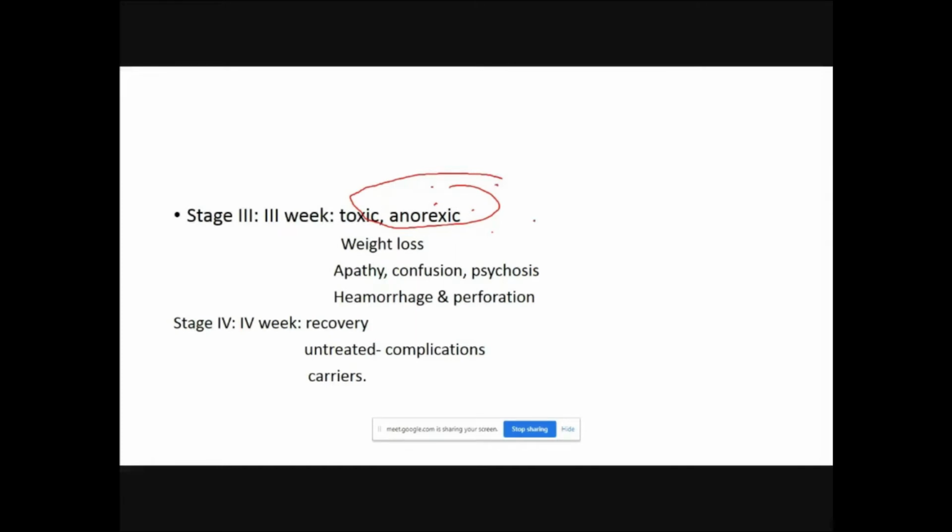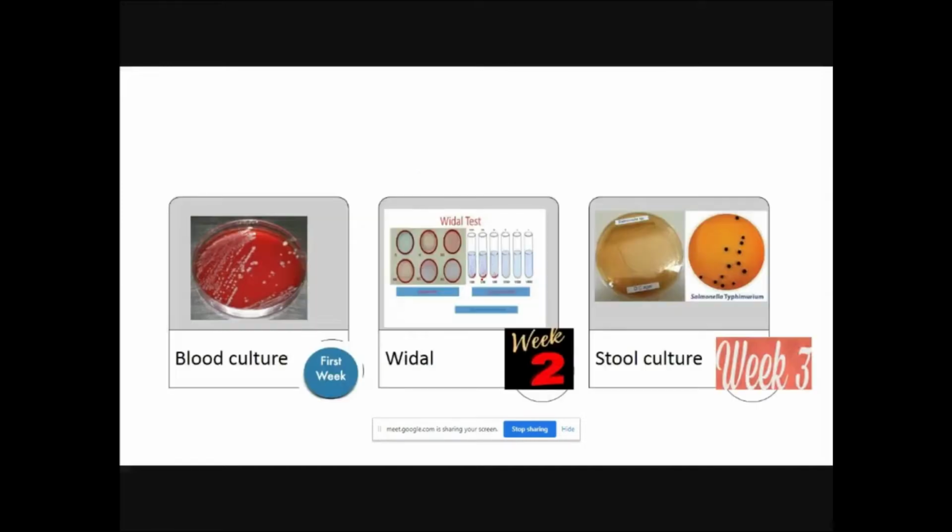Any chronic illness can produce hair loss, and it can produce complications like hemorrhage and perforation. Untreated, they may land up in complications, and some may progress as carriers. These are the tests they could have discussed in micro. In the first week, blood culture will be more sensitive. In the second week, Vidal, because Vidal becomes positive only after 7 days of fever, and stool culture will be useful in week 3 of fever.